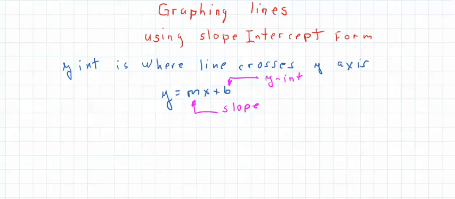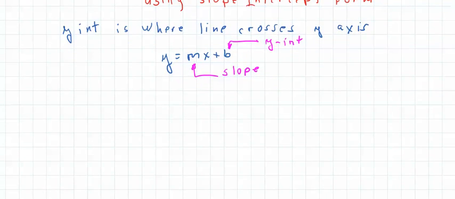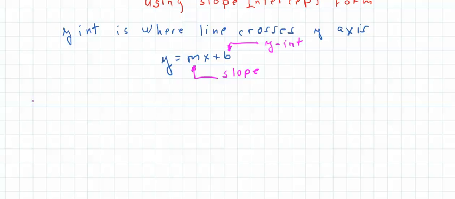Your equations should always be written in this form, y equals mx plus b. So to graph, the steps are very simple. One, solve for y, just like we did yesterday. Then we identify the y-intercept.